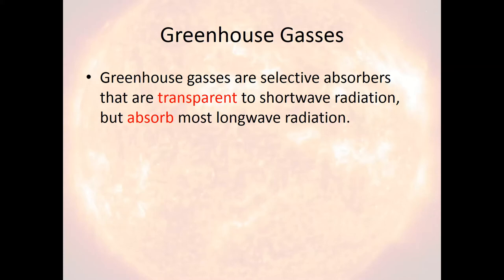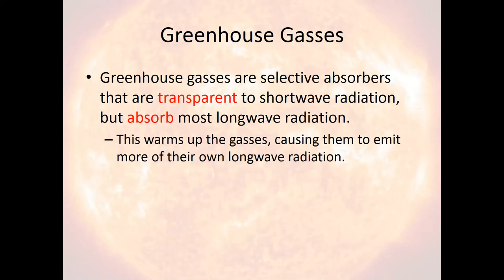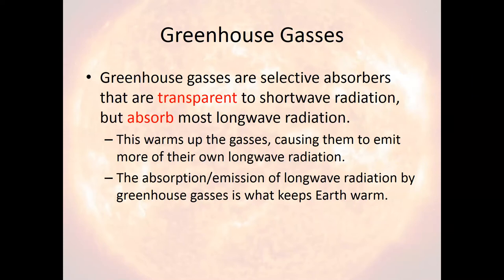On the other hand, long-wave radiation, this is the stuff that the Earth is emitting, ends up getting absorbed by them. Hence, they heat up. They emit more radiation themselves. That keeps the Earth warm. So, again, greenhouse gases let sunlight in, but they don't let radiation from the Earth back out. This keeps the Earth warm, and that's kind of a good thing. Now, there are several greenhouse gases, and each one of them absorbs different wavelengths of radiation.